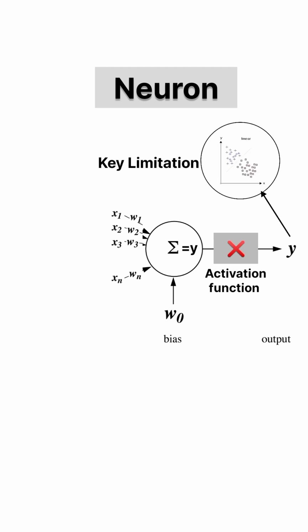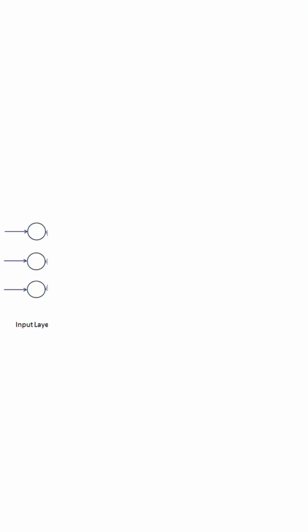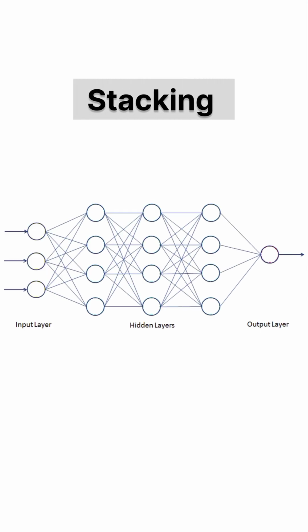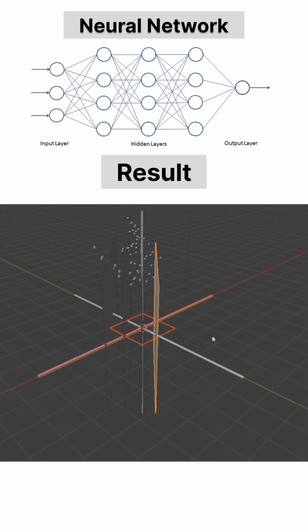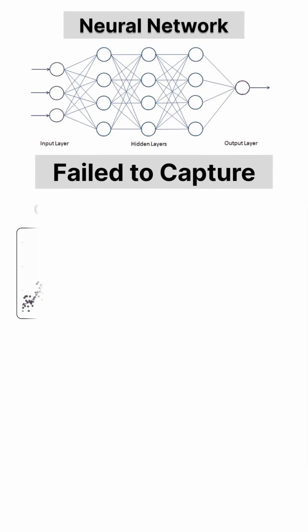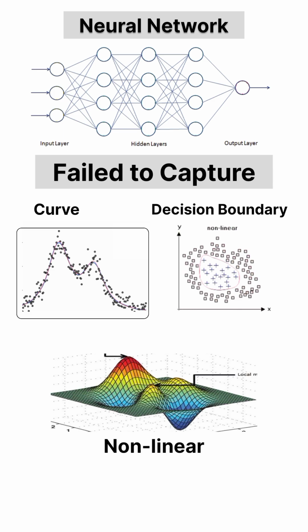And here is the key limitation. A linear model, no matter how deep you train, cannot learn a complex pattern because stacking multiple linear layers still results in a single linear transformation. So the network fails to capture curves, decision boundaries or the non-linear relationships found in real-world data.